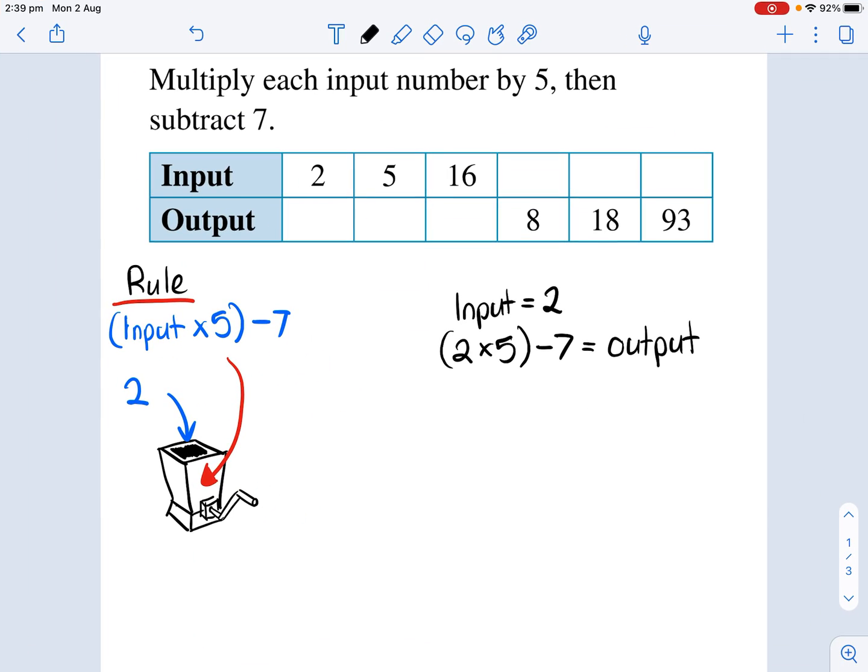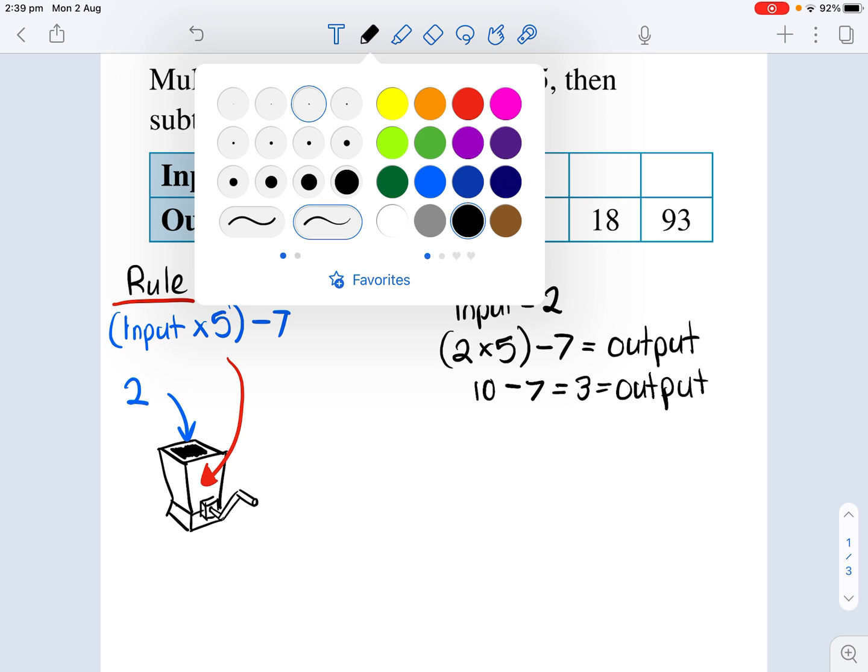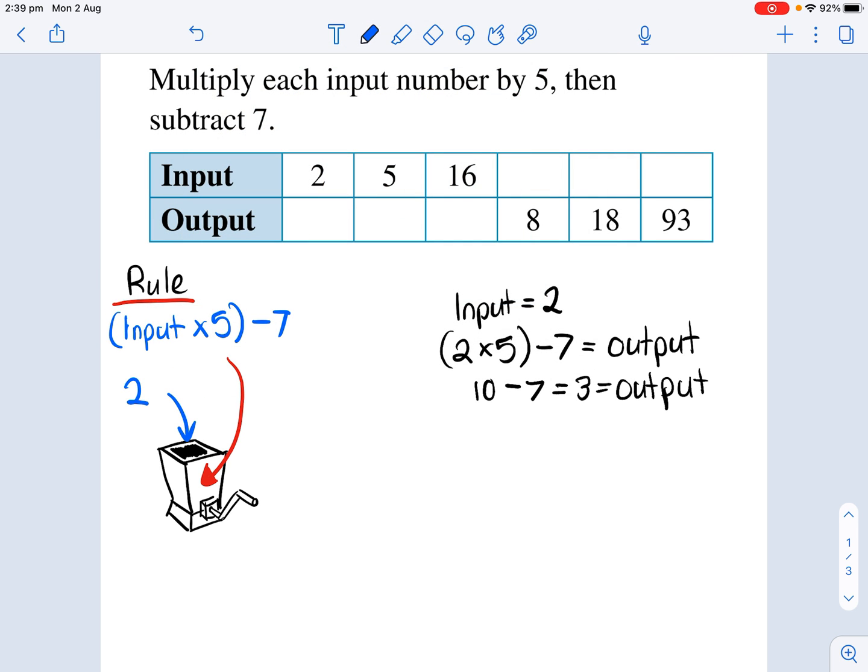And that is going to be 10 minus 7, which is equal to 3. And that's going to be your output value. What that means is that if you put the 2 into the machine and the rule is applied, it will output a 3. So the output for 2 is 3.